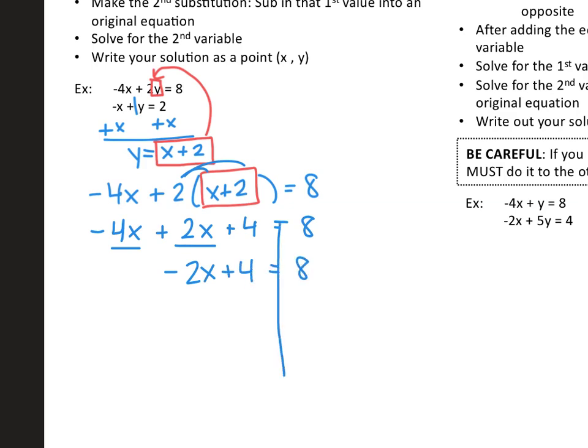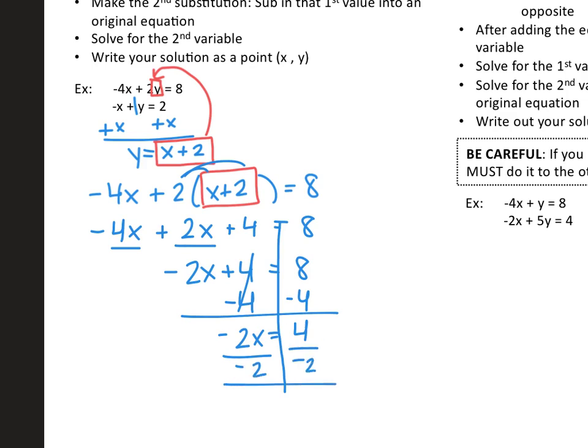At this point, I'm going to draw my Grand Canyon line here to keep things even. I'm going to subtract the constant, the 4, on both sides. We're left with negative 2x equals 4. And then x is being multiplied by negative 2, so I'm going to divide by negative 2. So we end up with x equals negative 2.